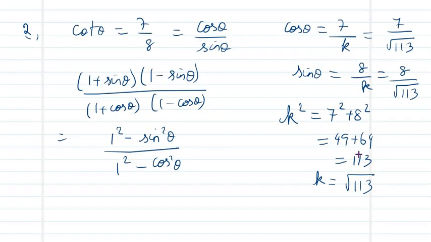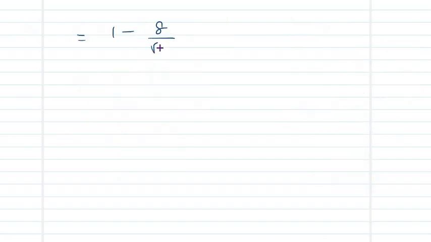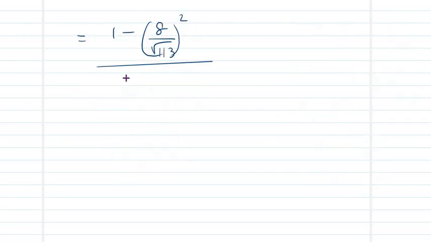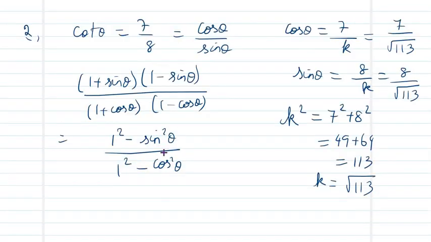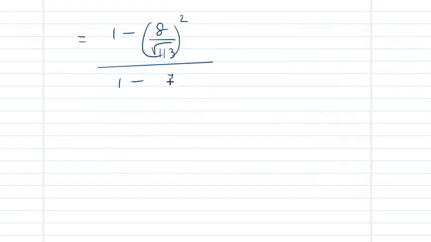So 1 minus sine square theta, where sine theta is 8 by root 113. So 8 by root 113, but this is sine square theta, so just take the square of the given number over here. The denominator will be 1 minus cos square theta. Cos theta is 7 by root 113, so 7 by root 113 the whole square.